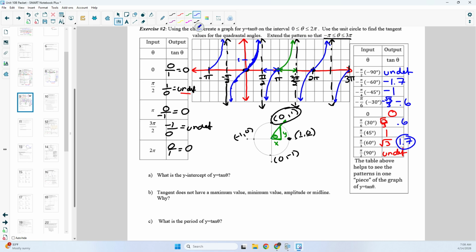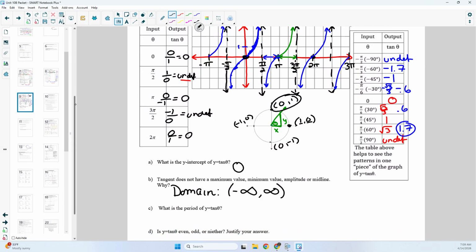So what is the y-intercept of tangent? The y-intercept of tangent is 0. Right, it crosses at 0. Tangent does not have a maximum value, a minimum value, an amplitude, or a midline. And the reason is because its domain is negative infinity to infinity. So those values assume that we have a highest and lowest point to even measure those things. Maybe we could say the midline is at y equals 0, but there's nothing that's definitively in between negative infinity and infinity because they're undefined values, so we don't have a midline.